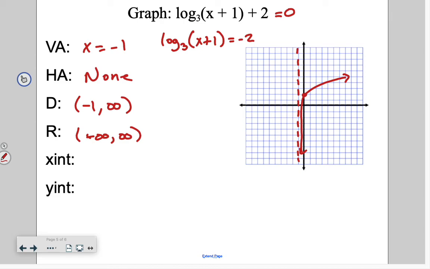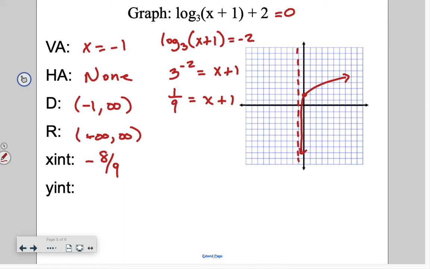Now that the log is by itself, switch forms. Change it into exponential form. Okay? Once you isolate, then you change forms, always. So in this case, we start with base 3. 3 to what power? -2 equal to x plus 1. And then solve from there. Okay? What's 3 to the -2nd power? Yeah, 3 squared is 9. 3 to the -2nd drops that 9 to the denominator. 1/9 equal to x plus 1. Subtract the 1 over, and we get negative 8/9 as our x-intercept.